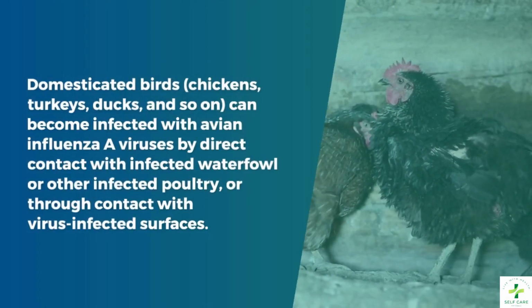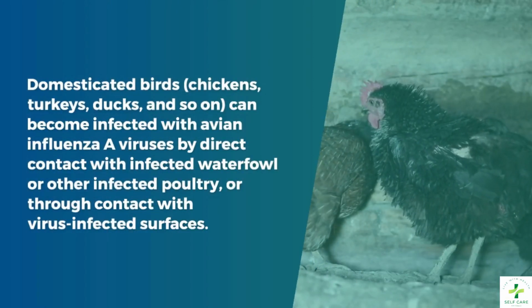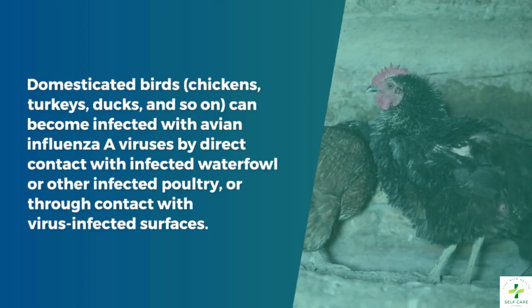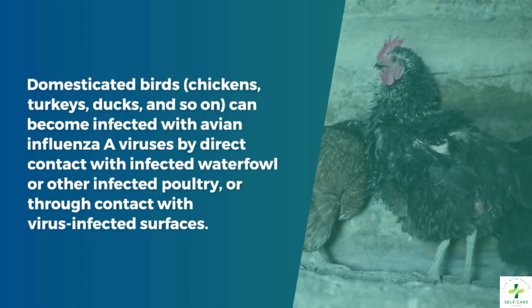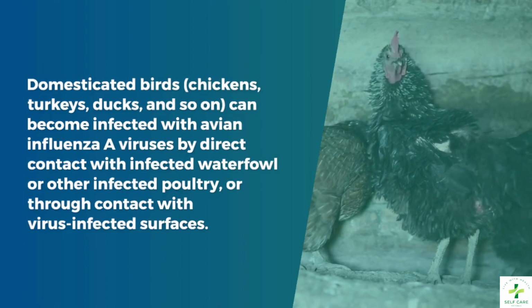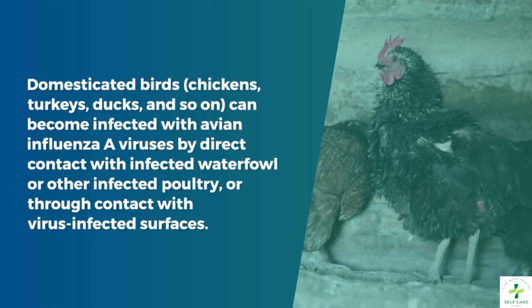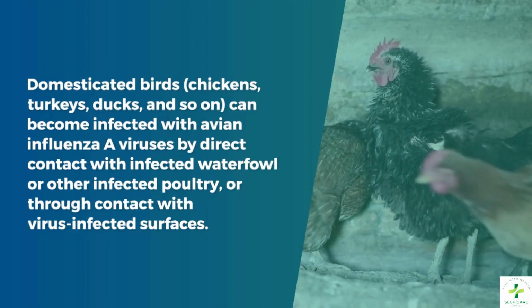Domesticated birds, chickens, turkeys, ducks, and so on, can become infected with avian influenza A viruses by direct contact with infected waterfowl, or other infected poultry, or through contact with virus-infected surfaces.